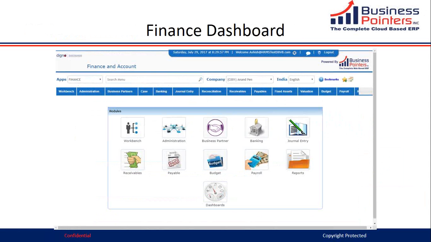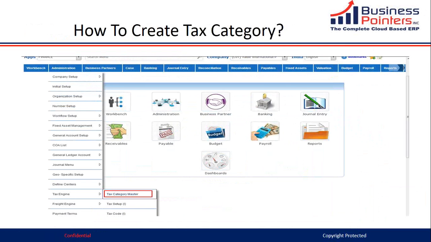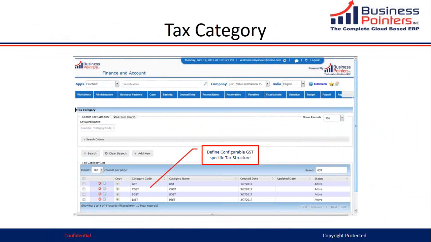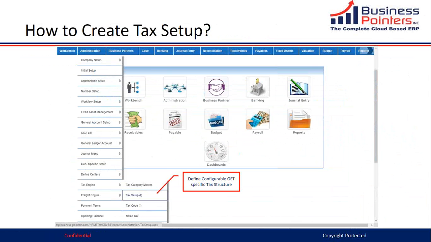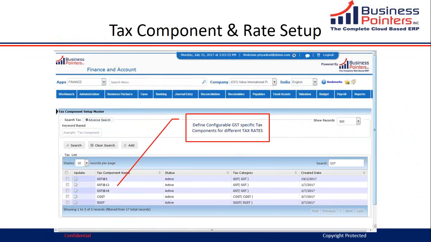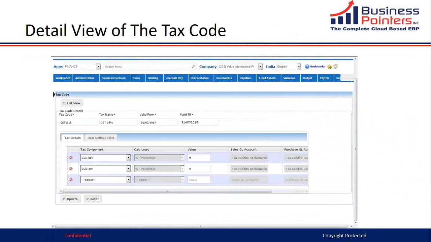This is the finance dashboard. What goes behind automating this entire GST process is the setting up of the default tax categories and tax codes. So here you set up the tax categories, and you can also have a fully configurable tax structure. You create your tax components based on different rates, IGST or SGST or GST 18%, 12%, as you can see here. And this is what is used in the item master to populate the system automatically.